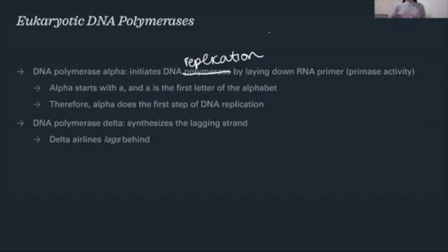The next one is DNA polymerase delta, and delta is going to make the lagging strand in eukaryotes. And the way that I remember this is Delta Airlines lags behind. And then finally, you have DNA polymerase epsilon, and this is going to make the leading strand.